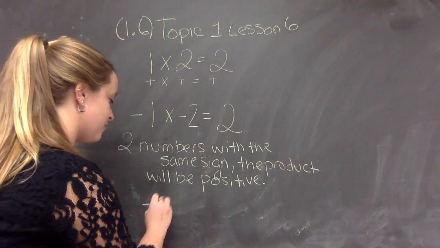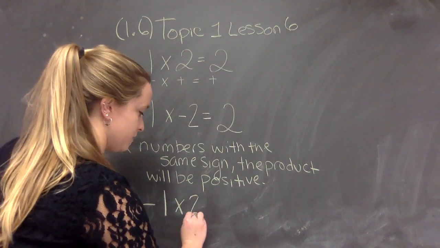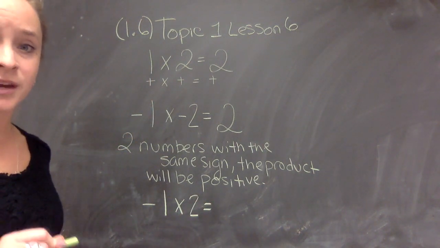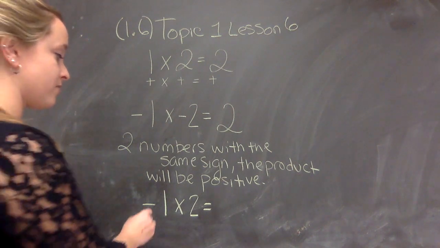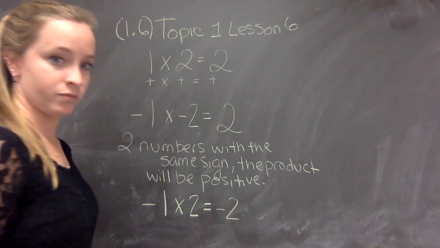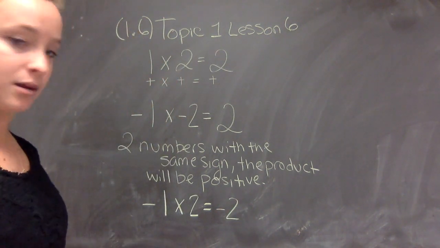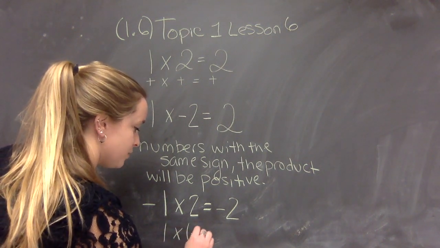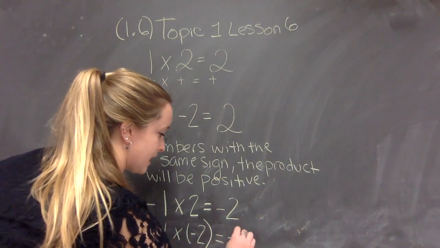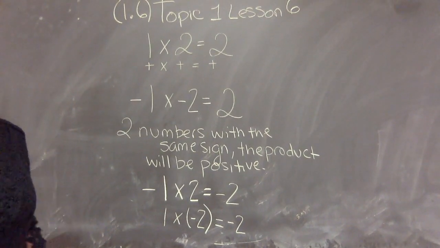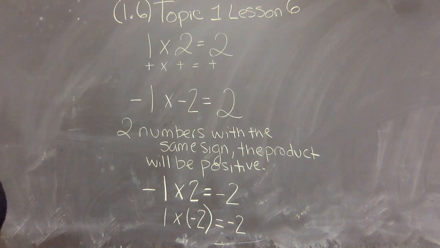So let's say I have -1 times 2. Well, if I have a negative and a positive being multiplied, their answer is going to be negative. So if I have -1 times +2, I'm going to have an outcome of -2. Now same thing if my second number is negative and my first number is positive. If I have 1 times -2, my answer would still be -2. So if you have a positive and a negative being multiplied together, the answer is going to be negative.